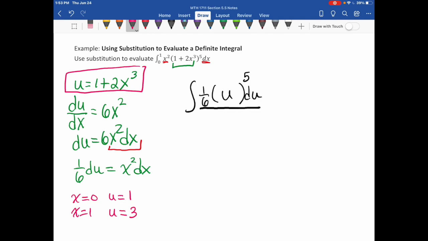So now I need to rewrite my limits. Other than that, we're doing everything the same as what we were doing before. We just have to add in adjusting our upper and lower limits as well.